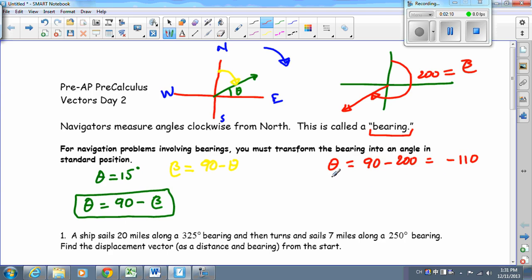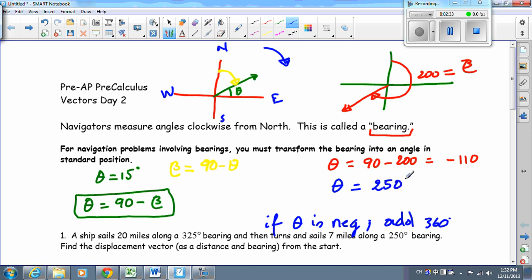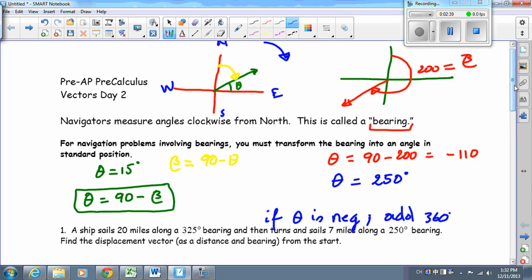Unfortunately, theta cannot be negative. So if theta is negative, all you have to do is add 360 to it. So if I want to add 360 to this, I will end up with theta is equal to negative 110 plus 360, which is actually 250 degrees. So whenever it's negative, make sure that you add 360 to it to make it a positive angle.